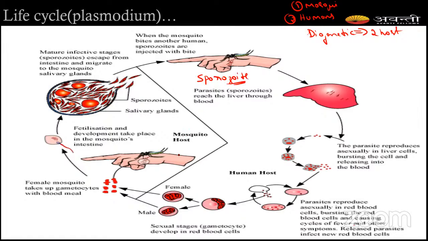For example, if you are sitting and a mosquito comes and bites, right? Along with its saliva, while it is sucking the blood, it injects the sporozoite into the blood. What will happen? The sporozoite is the infective stage. The sporozoite is the infective stage of the malarial parasite, Plasmodium vivax.